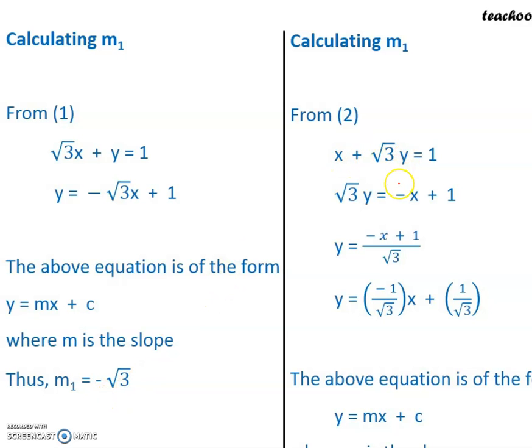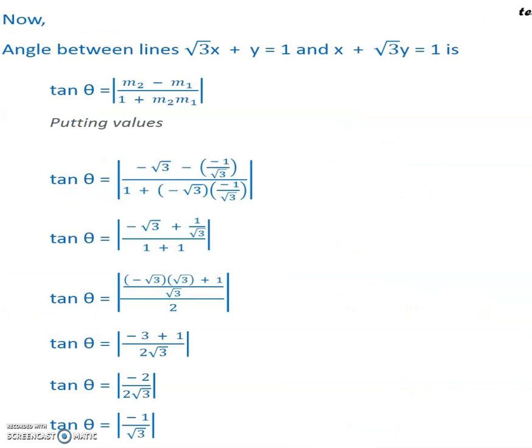Now x plus root 3y is equal to 1, so root 3y is equal to minus x plus 1. Therefore, y is equal to minus x plus 1 upon root 3. Now, y is equal to minus 1 upon root 3 x plus 1 upon root 3. Comparing with y is equal to mx plus c, m2 is given by minus 1 upon root 3.